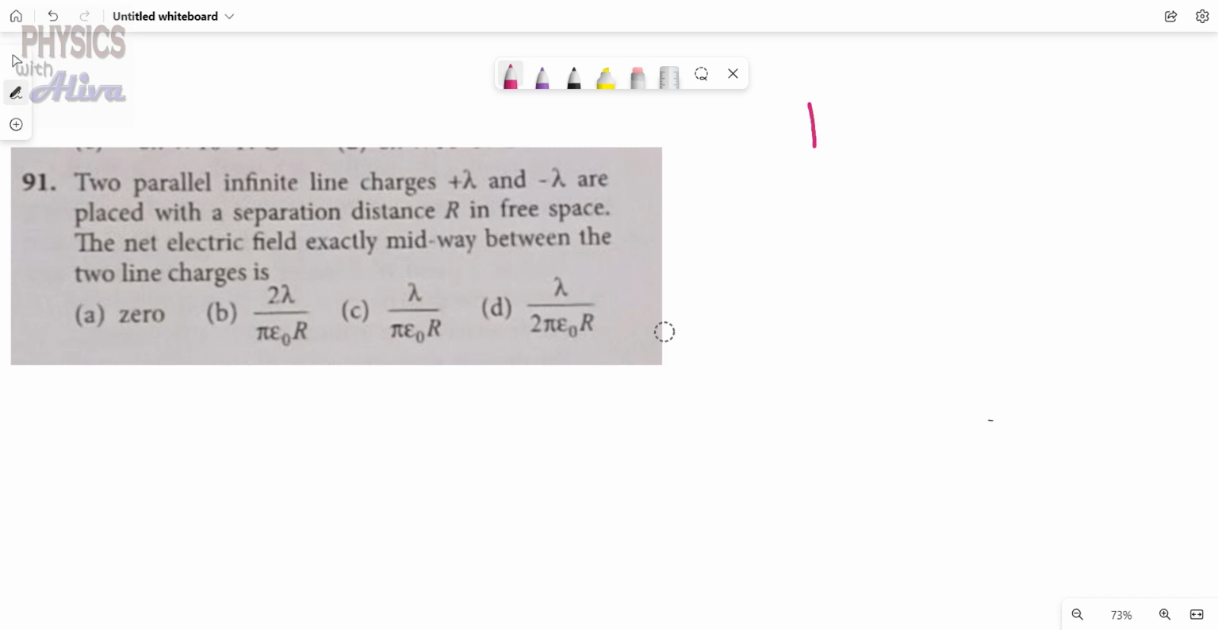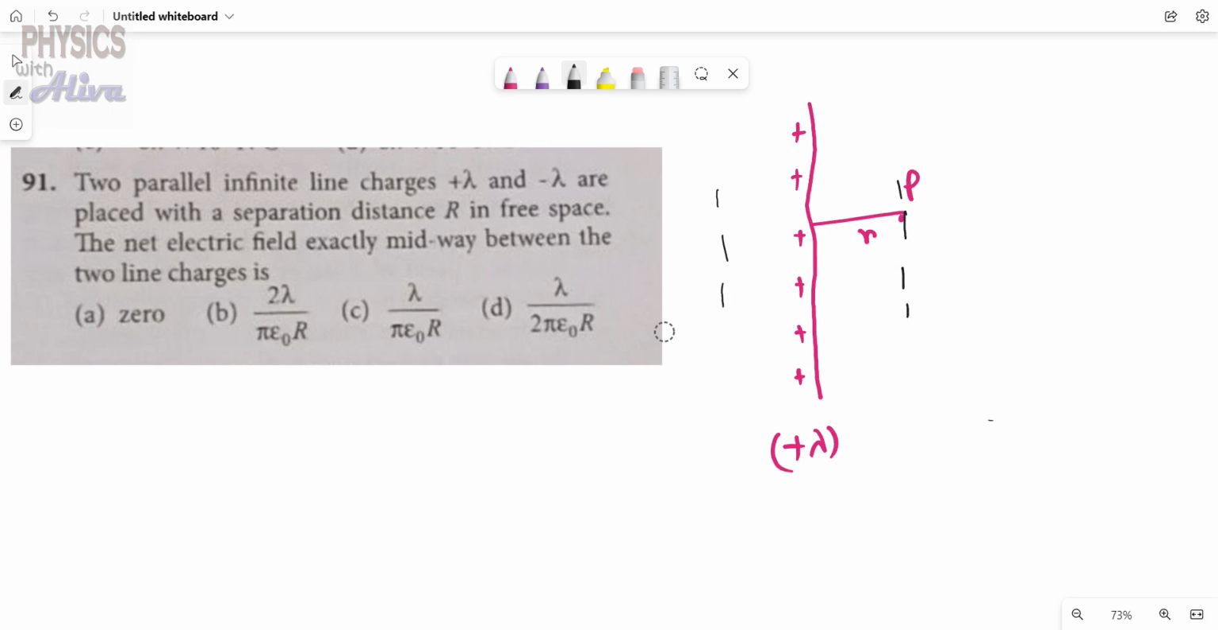Suppose this is a line charge, a positive charge, plus lambda is the line charge. Infinite line charge. We have to calculate the electric field at that point P, and the distance is small r. How will we calculate? We will consider a Gaussian surface which will pass through this point.